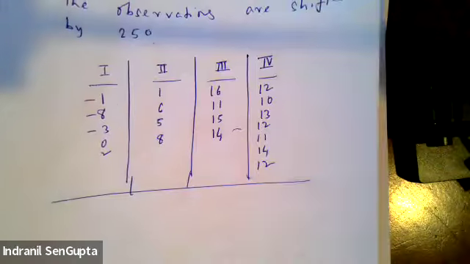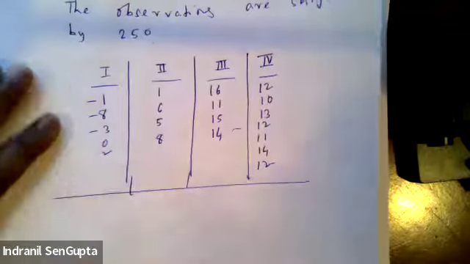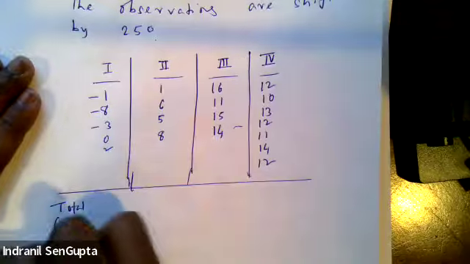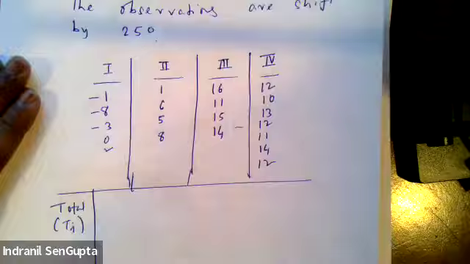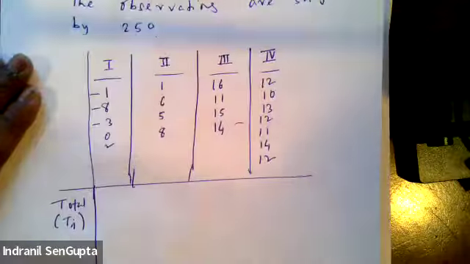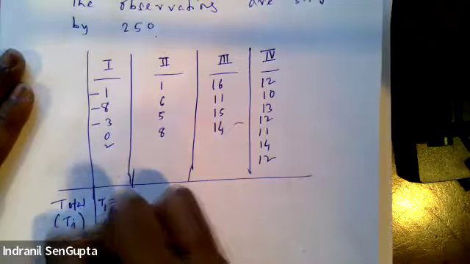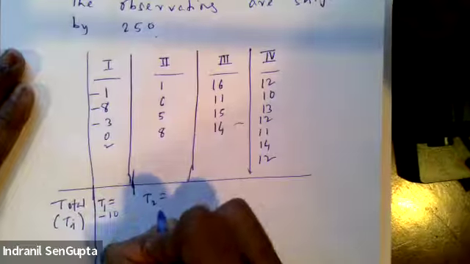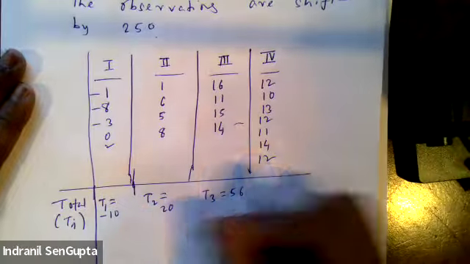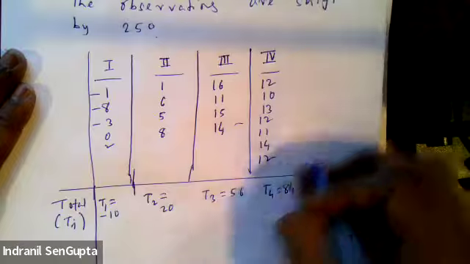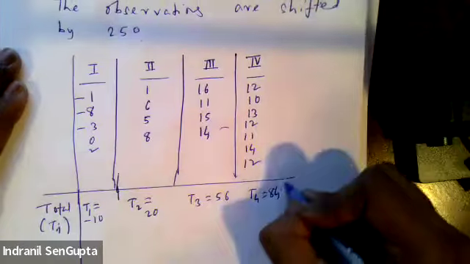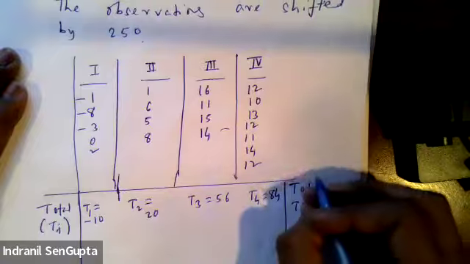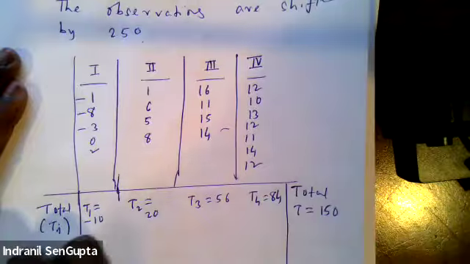I'll just follow the procedure from the last one. So the total, which we call T sub j, is given here. T1 is -10, T2 is 20, T3 is 56, T4 is 84. That means the total T is the sum of all these, which is 150. First one.